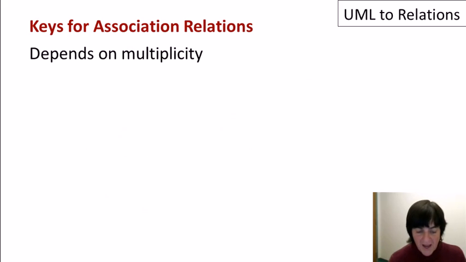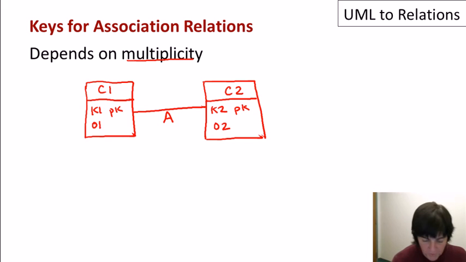Now, one question you might have is, what is the key for a relation that we generate from an association? It turns out that depends on the concept of multiplicity that we learned about in the previous video. So let me set up a generic example of 2 classes with an association, and then we'll talk about multiplicity and keys. Okay, so here we have our 2 classes. We'll call them C1 and C2, and each one has a key attribute. We've called it K1 and K2 over here, and then one other attribute, O1 and O2, and then we have an association A between the 2 classes.